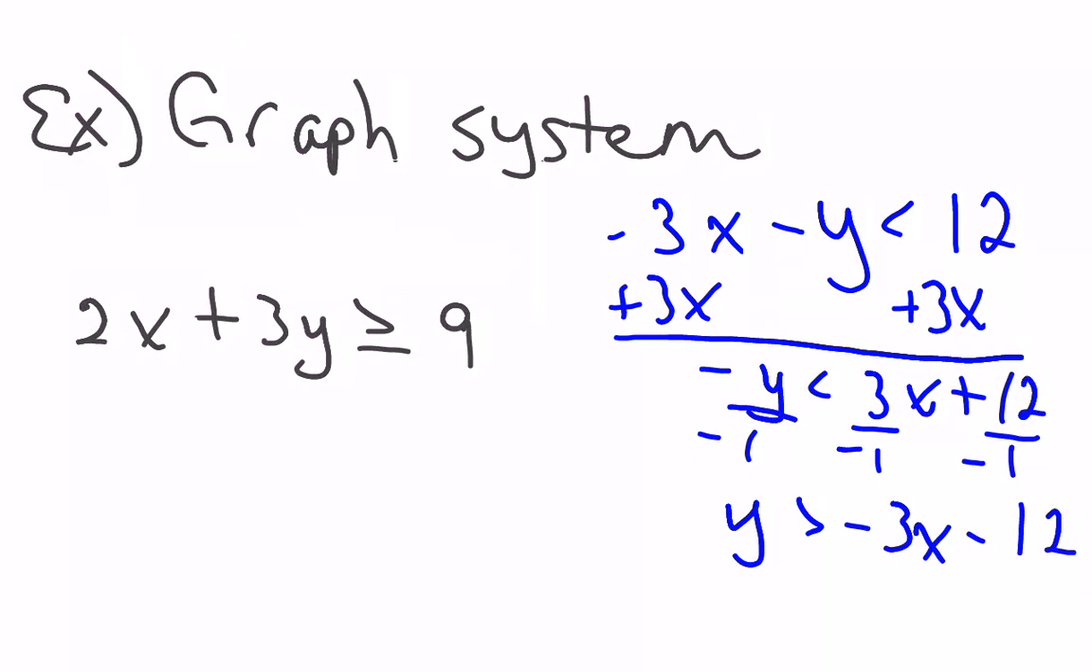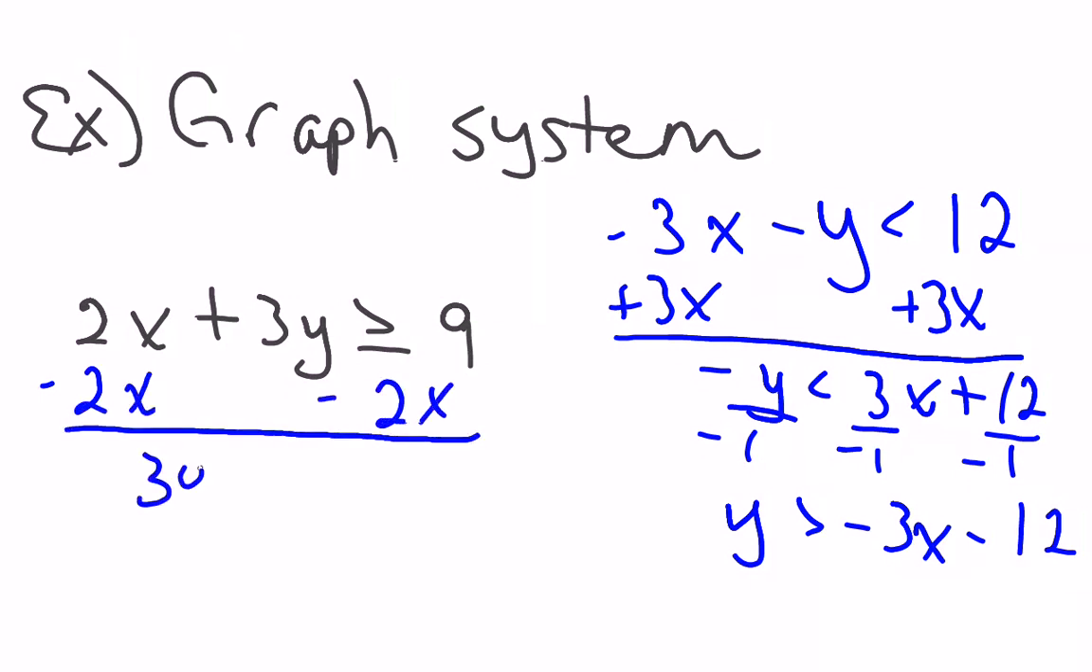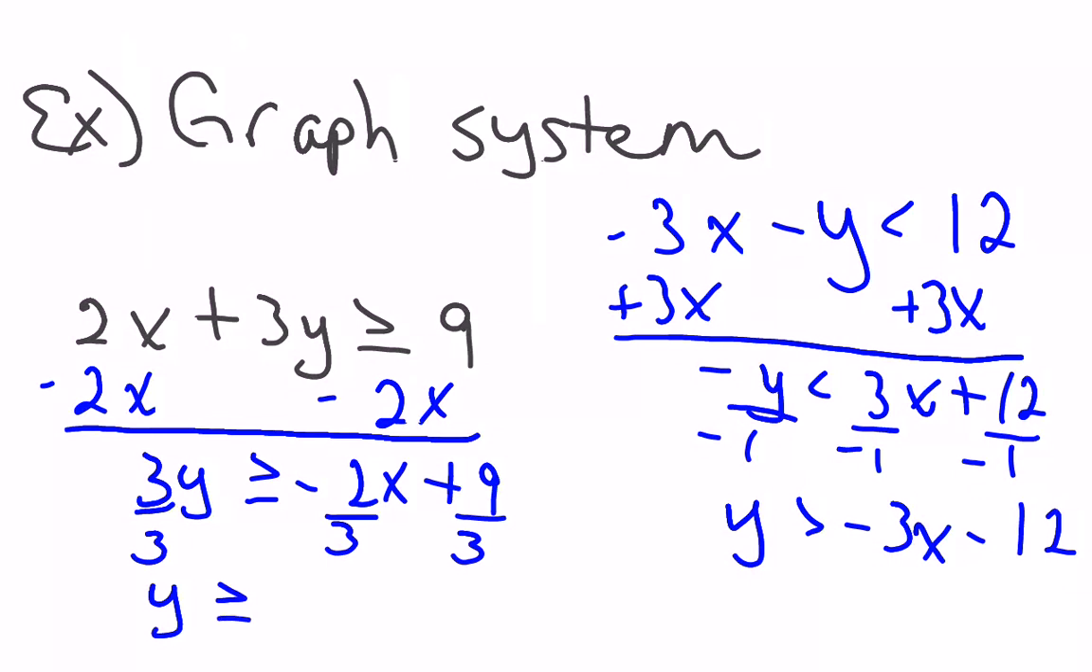So on this one, we're going to subtract 2x from both sides, and we get 3y is greater than or equal to negative 2x plus 9, and we're going to divide by 3 to everything, and we get y is greater than or equal to negative 2/3 x. 9 divided by 3 is 3.